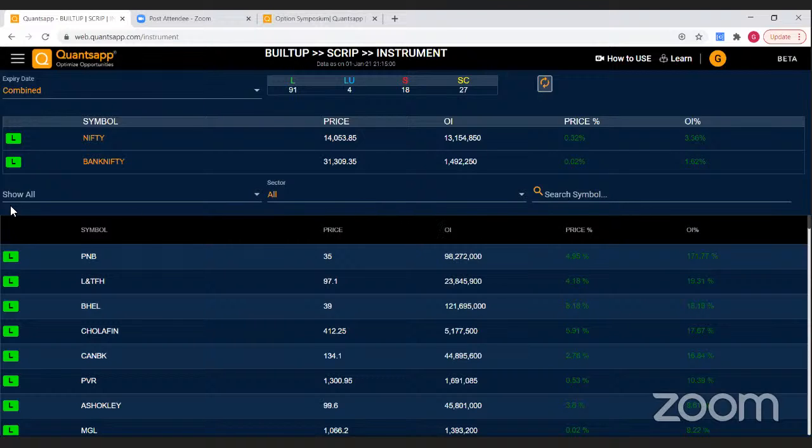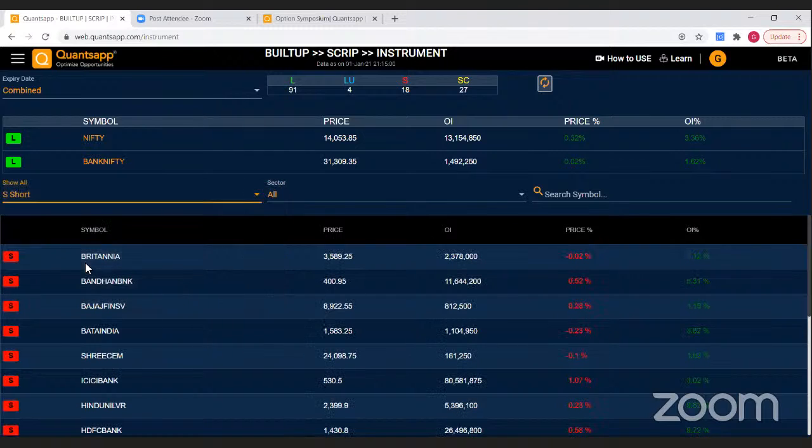When you say long build up, that means the price change and the OI change are both on the positive side. The price is increasing and the OI is also increasing, so the build up is long. If I want to see the short build ups, those are where the prices decline and the OI increases. That is known as the short build up. The market participants are taking positions even in the price decline, so as prices are declining, they are adding more positions.